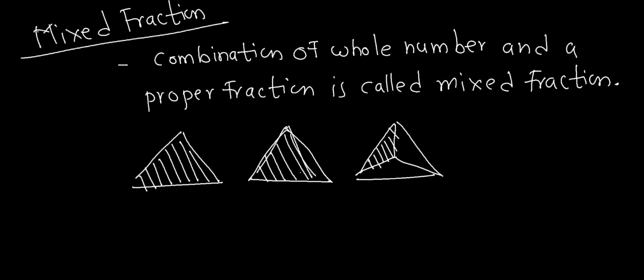So how do you represent this? These are 2 whole shapes plus, in the last shape, 3 equal parts with one selected, that is 1 by 3. So the total is 2 plus 1 by 3. This is the representation of this kind of fraction, and it is written as 2 1 by 3.